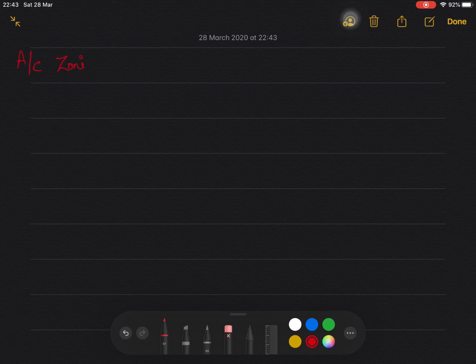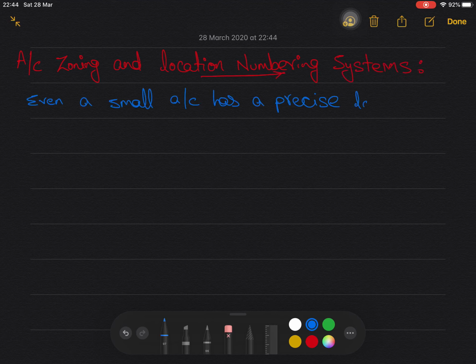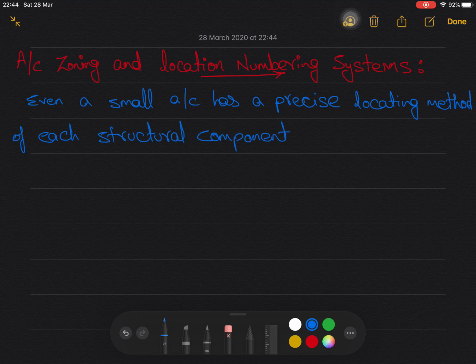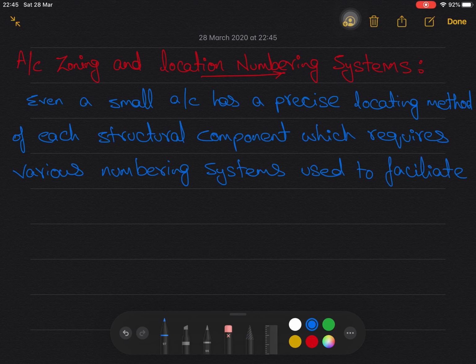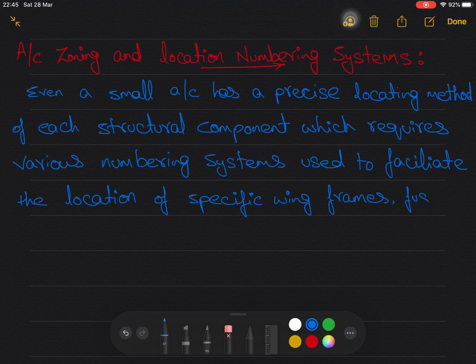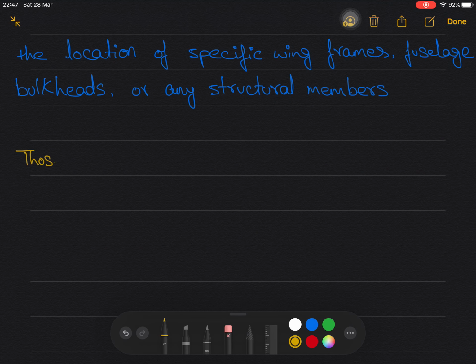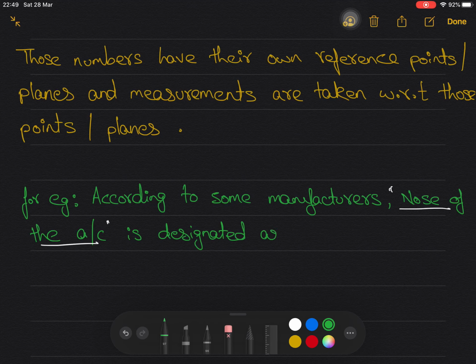Hello friends. Today we will be discussing aircraft zoning and location numbering systems. Even a small aircraft has a precise method of locating each structural component, which requires various numbering systems used to facilitate the location of specific wing frames, fuselage bulkheads or any structural members. Those numbers have their own reference points or planes, and measurements are taken with respect to those points or planes.